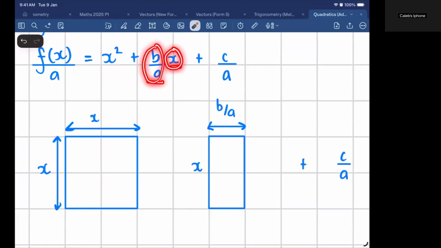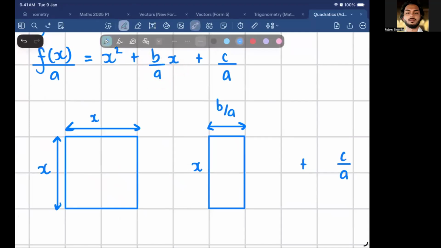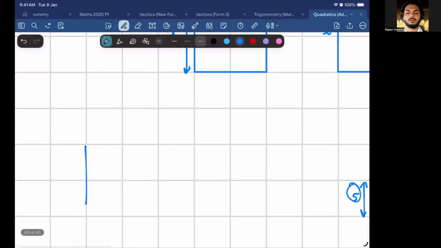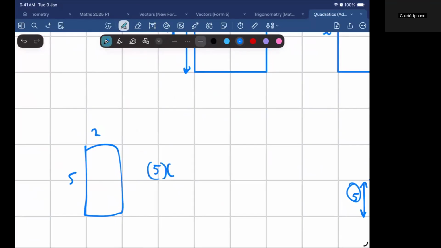No, it isn't. Think about if I had this shape over here. Let's just say that's 2 and that's 5. What would the area for that shape be? 5 by 2, because it's a rectangle, right? Length by width. Understand? Yes.